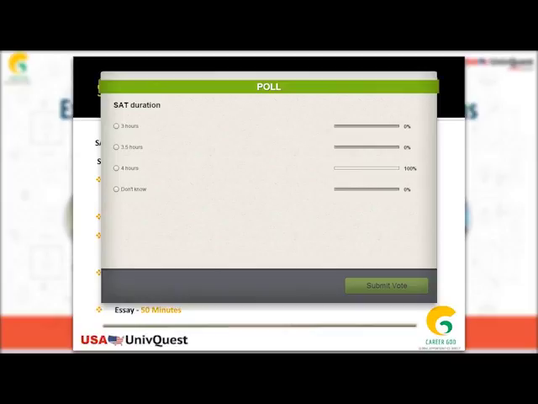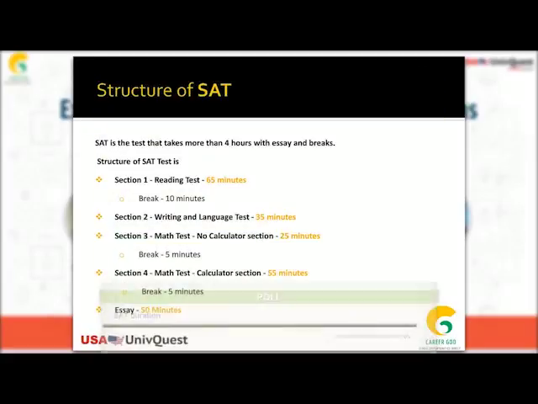It's very good. The duration of the exam is 4 hours 7 minutes including the breaks. So it is one of the longest exams. It is a lot more difficult. It is lengthier than our CBSE exam, which is a little more than 3 hours.